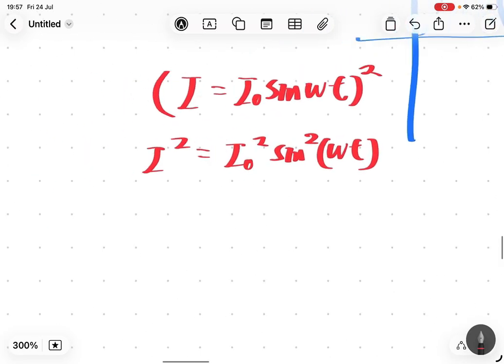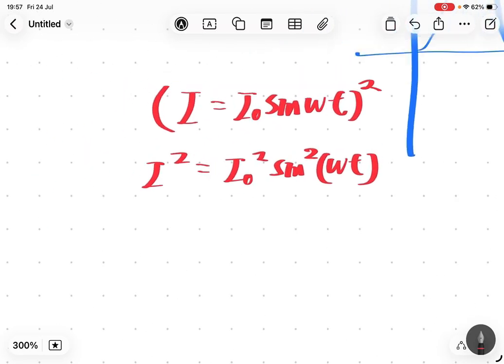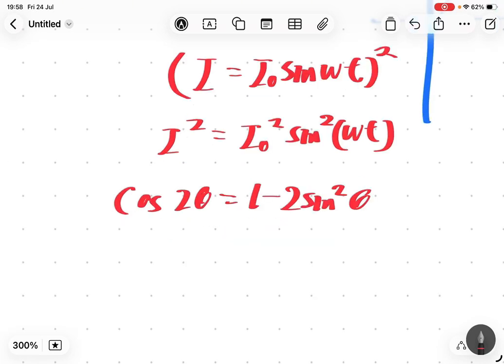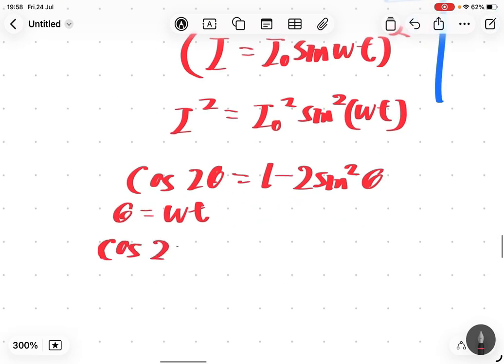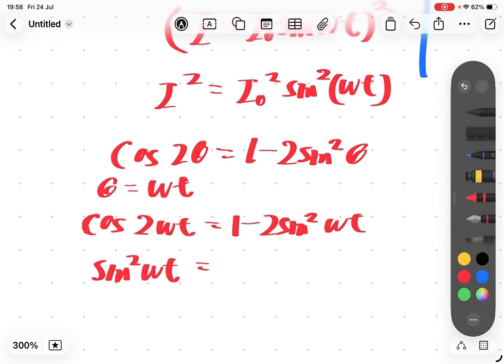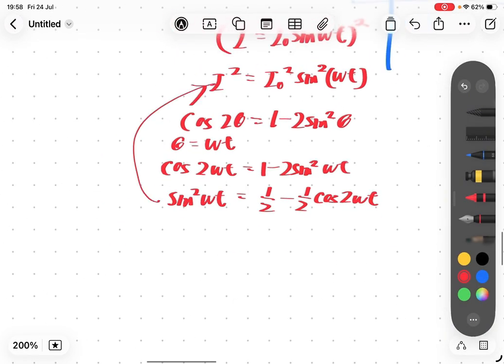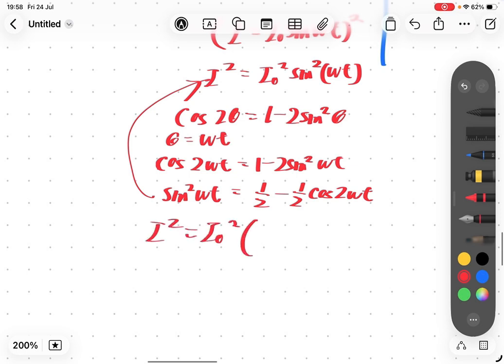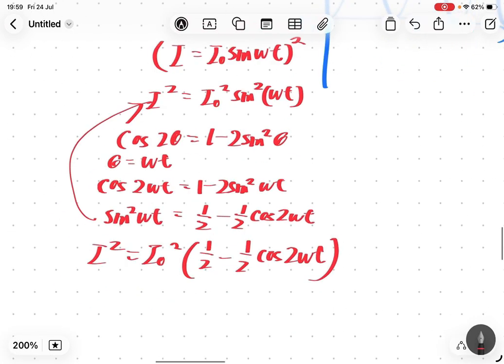Now recall trigonometric functions. We know that cos 2 theta equals 1 minus 2 sine squared theta. I let theta equal omega t, so cos 2 omega t equals 1 minus 2 sine squared omega t. Rearranging, I get sine squared omega t equals 1/2 minus 1/2 cos 2 omega t. Substituting this, we get I squared equals I0 squared times (1/2 minus 1/2 cos 2 omega t). Okay, so this is another way of explaining the graph.